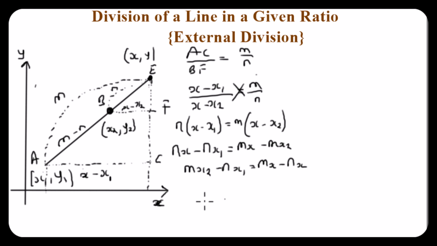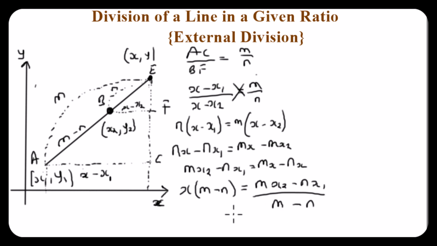Factorizing this, what's common to both sides? I have x being common, and then this is m minus n. This is equal to, I can leave this one as it is, mx2 minus nx1. Everything is divided by m minus n. Sorry, I have not yet divided. So lastly, divide both sides by m minus n.